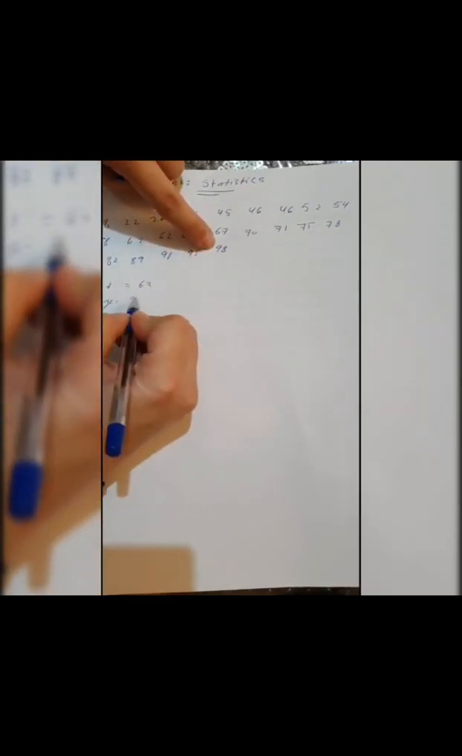If I want to find the range, as you know, the range is the biggest number, which is 98, minus the smallest number, which is 18, and in this case I'm going to get 98 minus 18, which is equal to 80. So this is the range in this case.